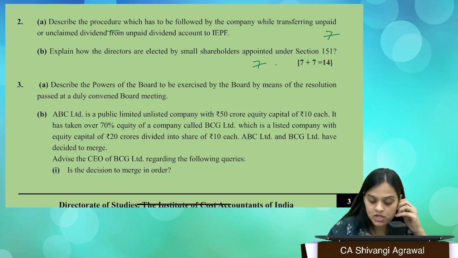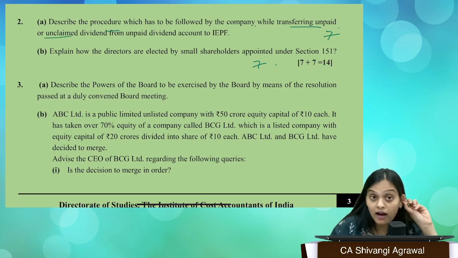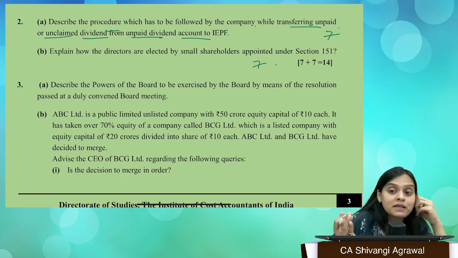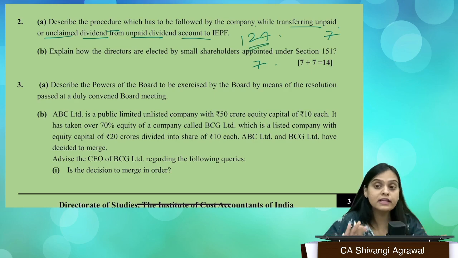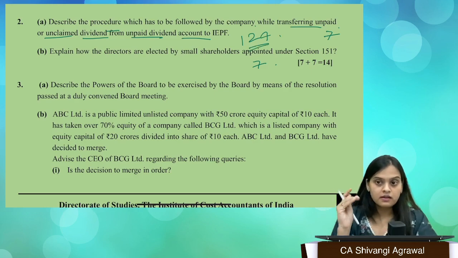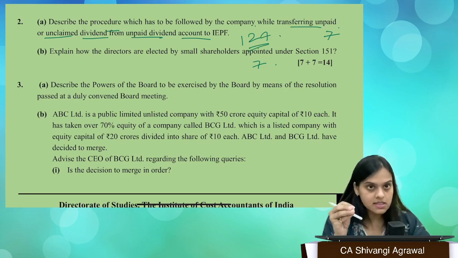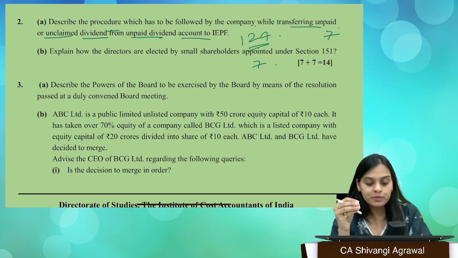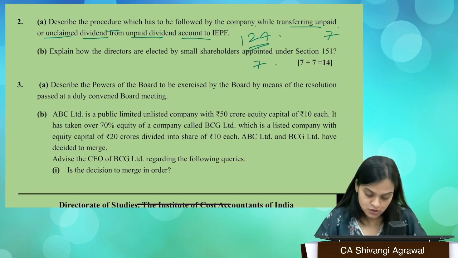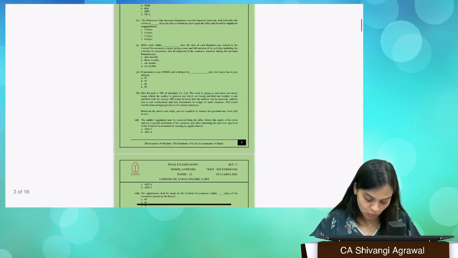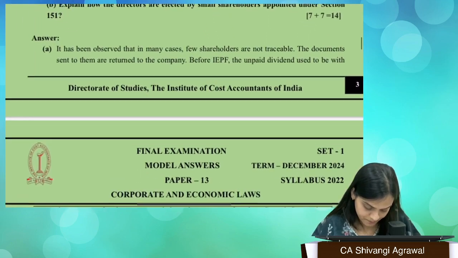Describe the procedure which has to be followed by the company while transferring unpaid or unclaimed dividend from unpaid dividend account to IEPF. So basically we have to write about section 124, right? That whatever is the unpaid dividend, not all the dividend is paid. First of all, there is a brief. I will actually take you through the answer also, because I want you to understand few things, right?